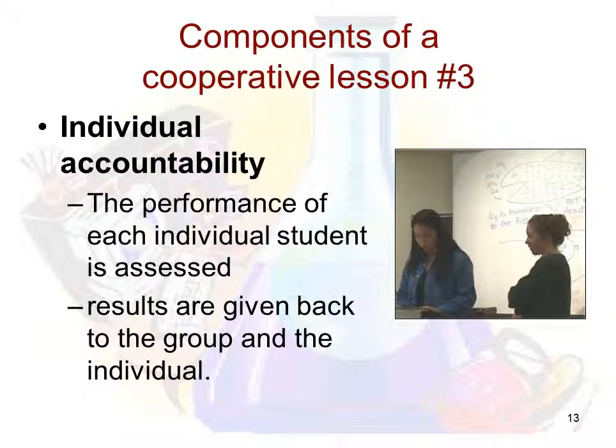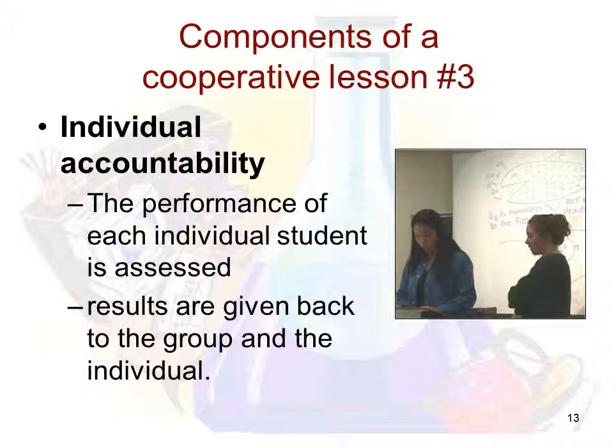A third component is individual accountability. This is an extremely important part of cooperative learning. Students must realize that they alone are going to be responsible for this material at the end of this activity. So it's not like the activities, they complete it and it's gone and it's forgotten. Somehow it's going to come back to them again.